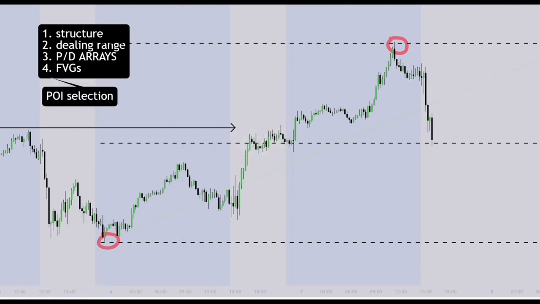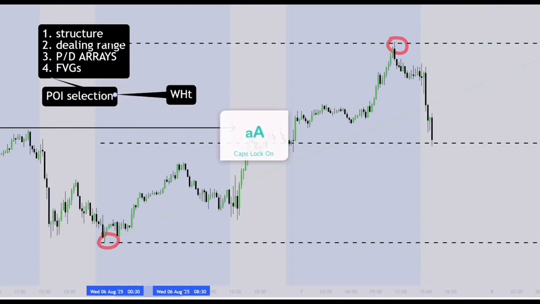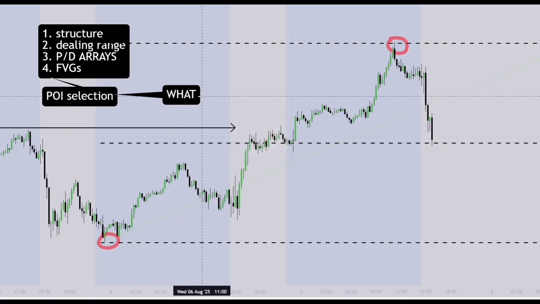So you may have heard me talk about the triple X model. The POI selection is where to trade from. Then you need to know what to look for, right? Which is basically buyers and sellers. And then you need to know why the markets move up and down, right?